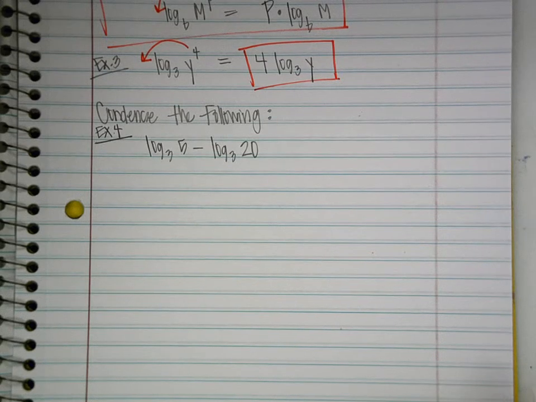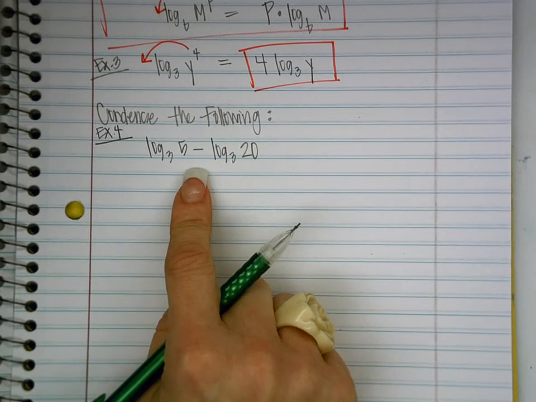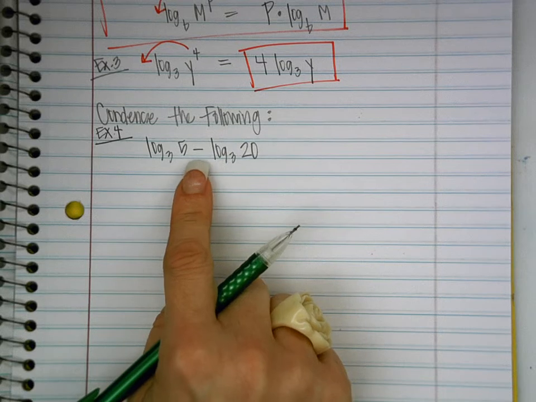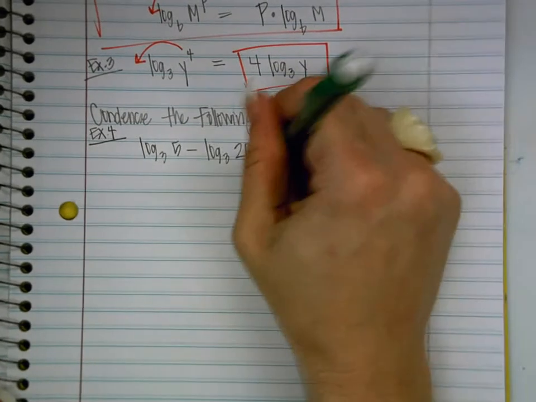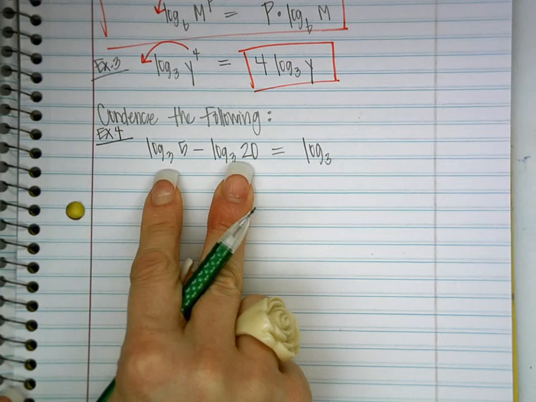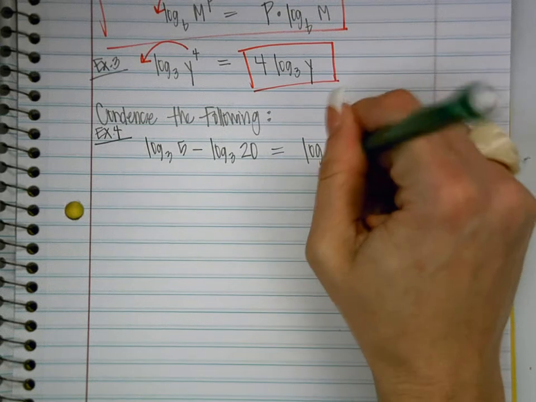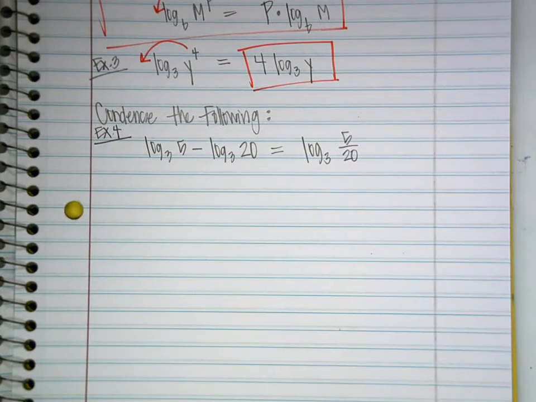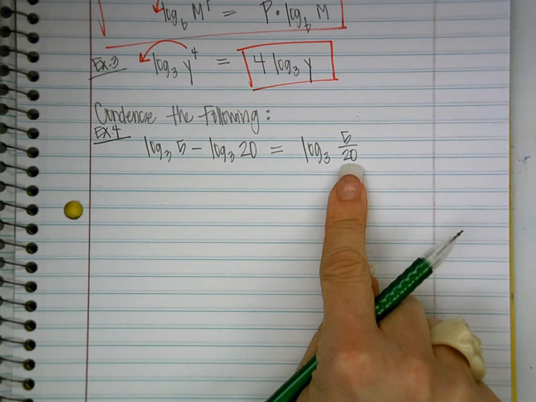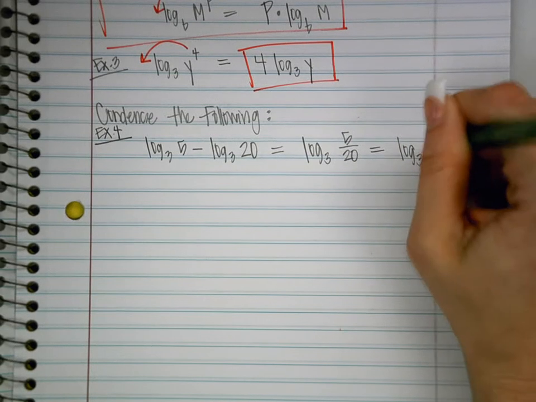So subtraction goes with which rule? The product rule, the quotient rule, or the power rule? Quotient rule. So it's going to turn into a divide bar. So this becomes log base 3, and again, this only works when you have the same base. I'm not going to give you any problems that don't have the same base. So log base 3 of 5 over 20. Then you do actually have to condense, so you do have to reduce if you can. Can I reduce 5 over 20? Yes, so we should. So this becomes log base 3 of 1 over 4.